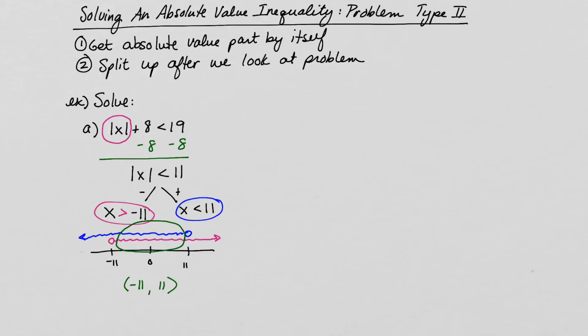So let's try another one. This time, how about we do 10 plus the absolute value of x is less than 16. So again, here's my absolute value part. That's what I want to get all by itself. There's a 10. It's a positive 10, and it's being added to this. Because it's a positive 10, I want to bring it to the other side. To do that, I would subtract 10 from both sides. And we're going to get the absolute value of x is less than 6.